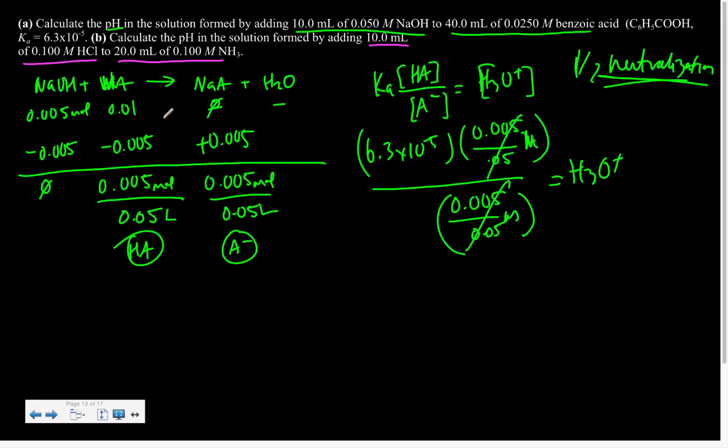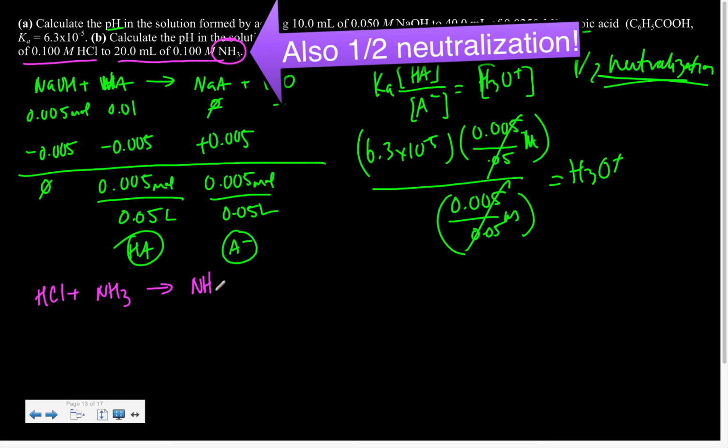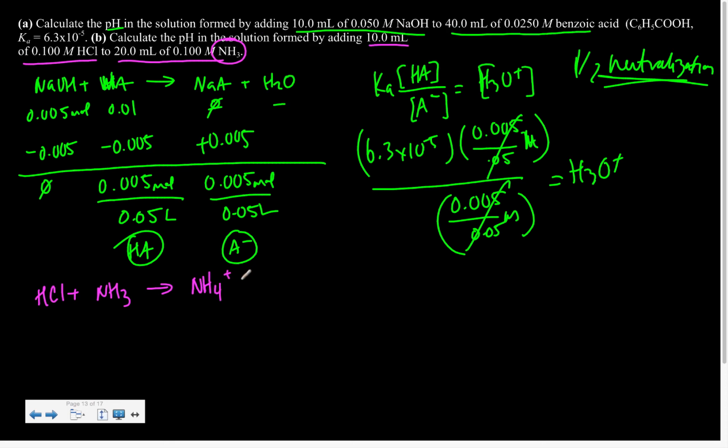Now, here it's really important. The thing that we're adding to is ammonia. So if we take my HCl plus my NH3, we're going to form NH4 plus and some Cl minus, okay? And for my HCl, it says that we have 0.01 times 0.1, so 0.001 moles of this. And for my ammonia, we have 0.1 times 0.02, which is 0.002 moles of this.